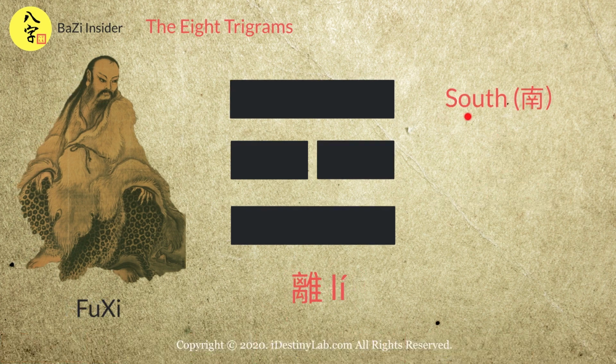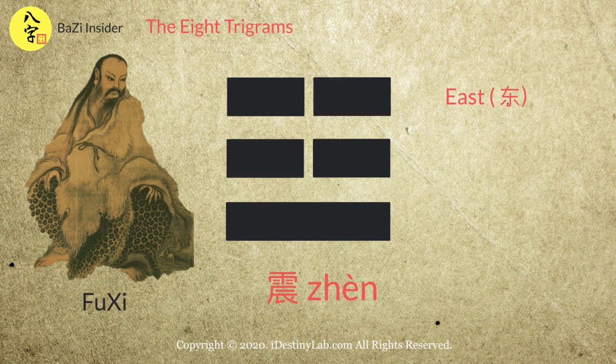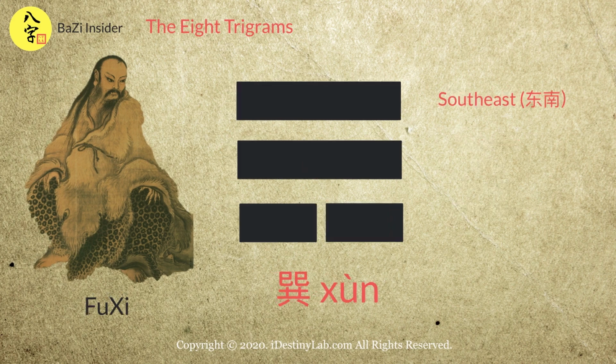离卦 represents the south direction. It also represents the fire, purple color, and middle daughter. Its 5 element is fire. Coming next, 震卦 represents the east direction. It also represents the thunder, jade color, the elder son, and the 5 element is wood. 巽卦 represents the southeast direction. It also represents the wind, green color, and the eldest daughter. Its 5 element is wood.